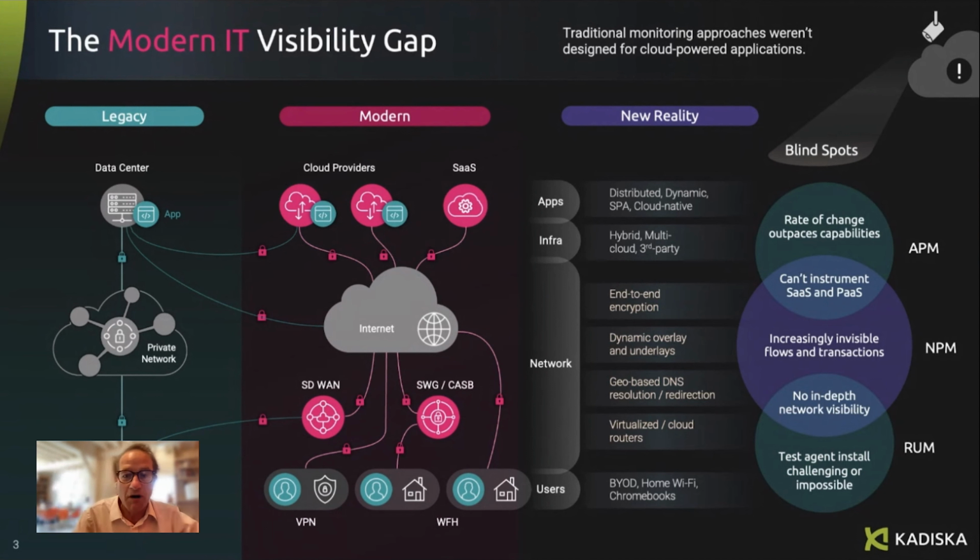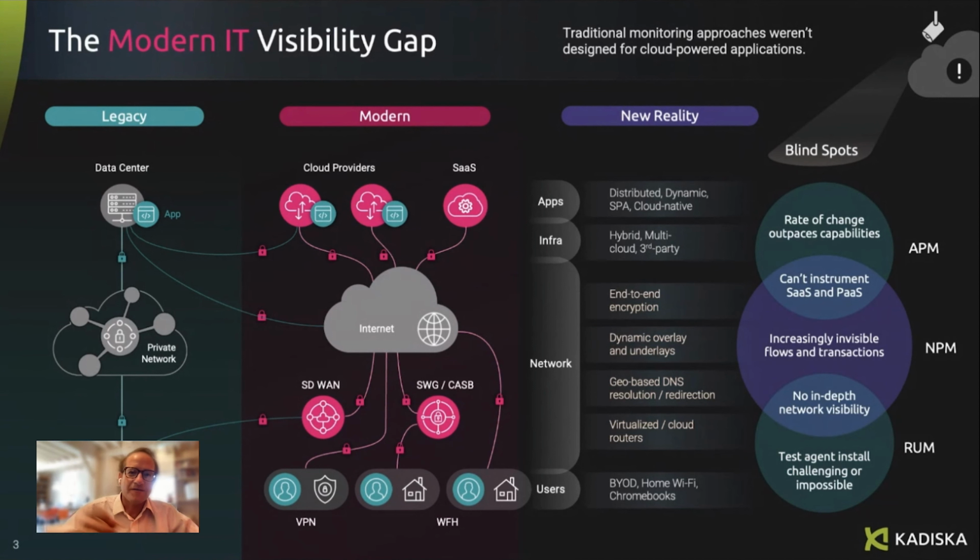And finally, RUM. RUM applies if you've got control of the application, and equally, it's not the case when you talk about SaaS applications. It's not the case for a lot of PaaS applications as well. So that's the problem that Kadiska looks at offering an answer to, and SaaS is a big component of it. So today we'll focus on SaaS.